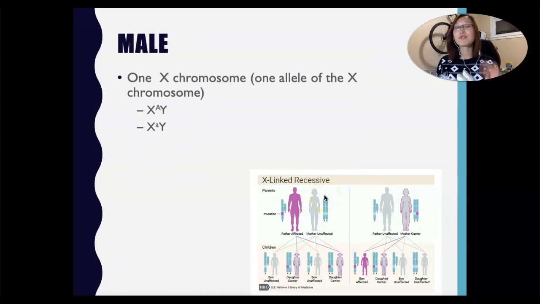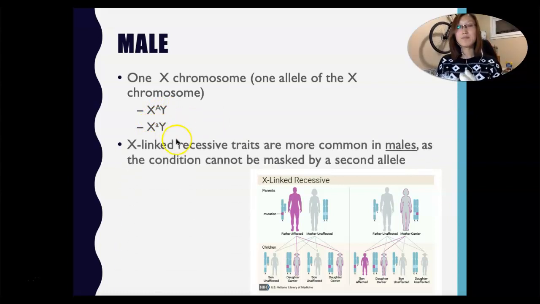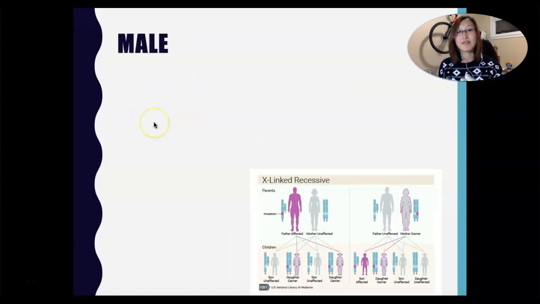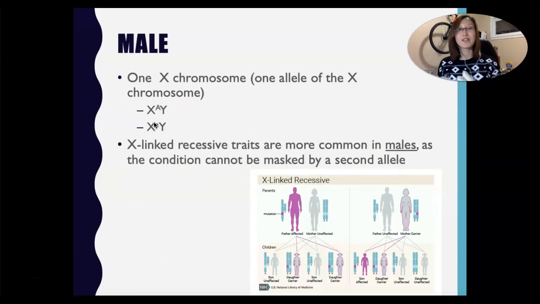However, for a male, we have 2 different types of genotypes only. We have X^A Y and we have X^a Y, and there is no heterozygous. And X-linked recessive traits are more common in males. So if you had an X^a, for example, colorblindness is an X-linked recessive trait. So that condition is more common in males because a male only gets 1 shot of the X chromosome. You either have it or you don't have it. You don't have the chance of being a carrier. If you get an X^a, you're going to have that trait, right? So that's an X-linked recessive trait.